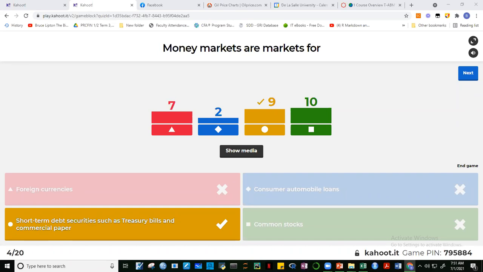Okay, ang common stock guys, saang market to? Ang common stock is traded specifically in the stock market, but yung stock market, that's part of what we call the capital markets. Kapag capital markets guys, long term yun, so more than 1 year. Money markets, short term, 1 year lang. Okay, so itong foreign currencies, guys, hindi kasi nasa forex market yan, foreign exchange market. Consumer automobile loans is not part of the money market.